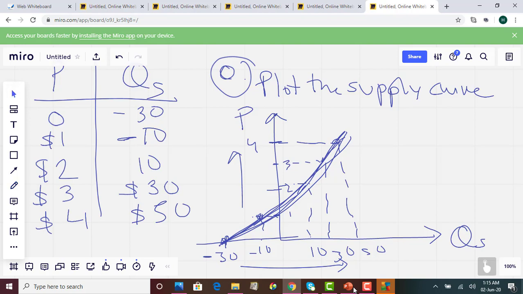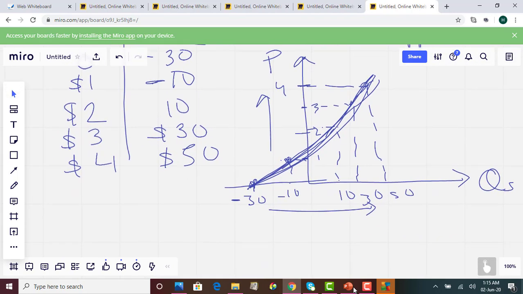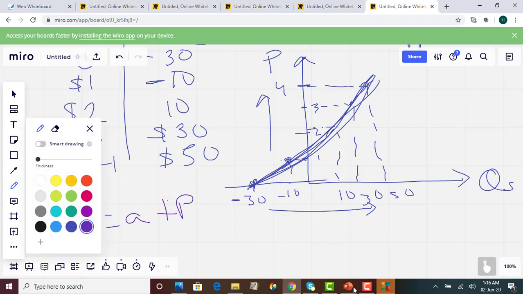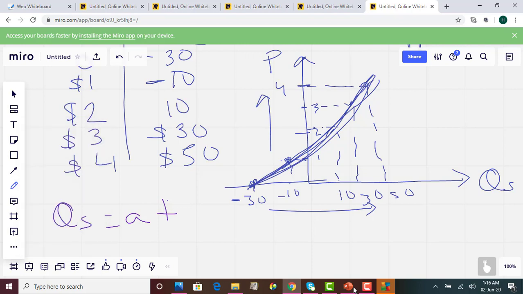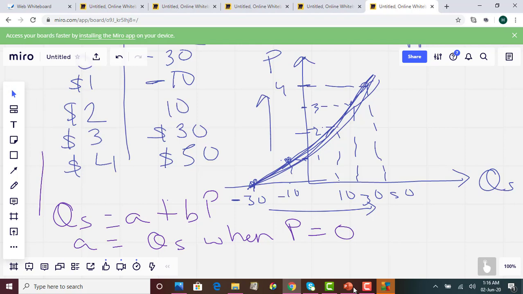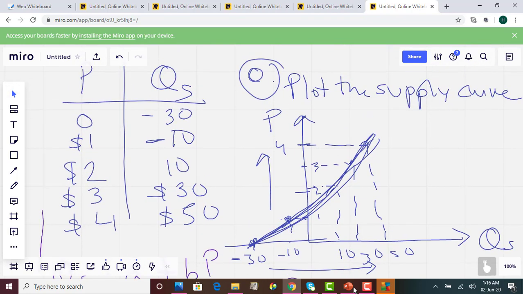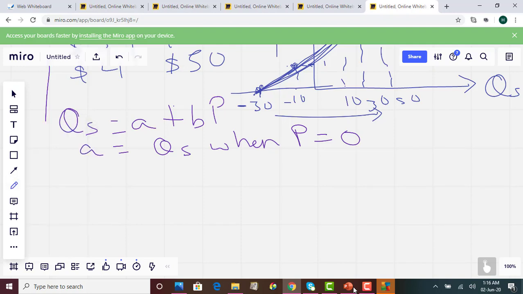Now based on this graph and based on this table, find out the supply function. Okay, and how do we do that? It's the same way as we did for the demand. We know the function is given by QS equals A plus BP, and here A is basically the quantity supplied when price is equal to 0. From here it's very easy to understand. When price is 0, the quantity supplied is negative 30.